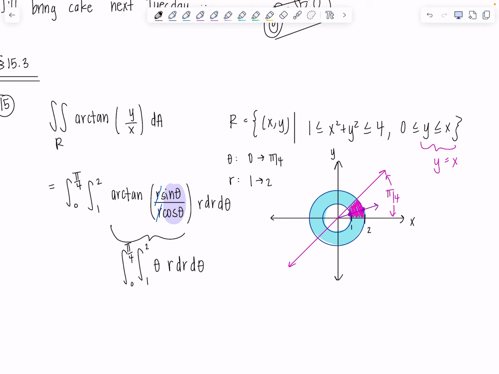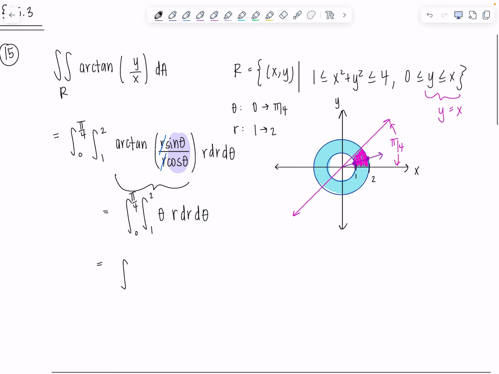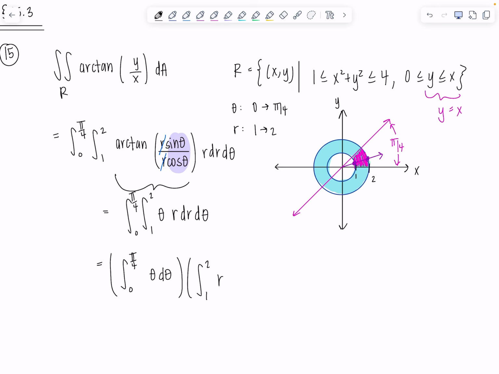Can you just slap a pi over 4 on the outside? No, because there's a theta. But you can split this up into two integrals because all of the limits are constant. So what you could do is the integral from 0 to pi over 4 of theta d theta, times the integral from 1 to 2 of r dr. If there was no theta, though, you could just put pi over 4 outside and get rid of the d theta. But I think you guys have it from here, yeah?